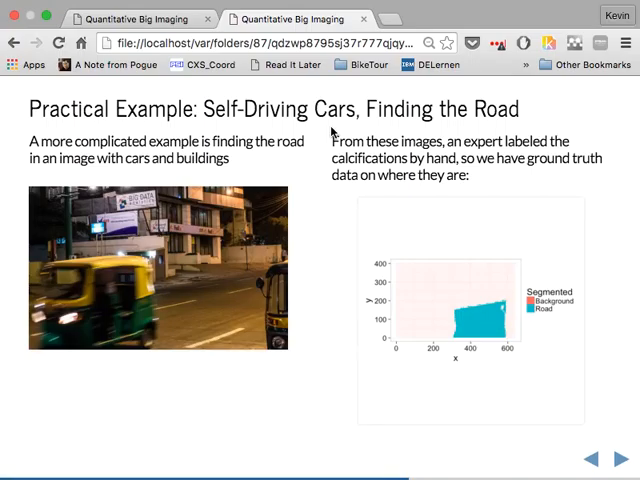So we're now focused on a specific practical example for self-driving cars. This is where you want to be able to find the road in the image. We have this color image that we're looking at, and we can see as people quite easily that the road's there. We have very little information in the quantitative sense to go by.